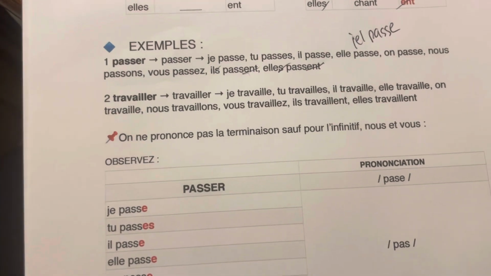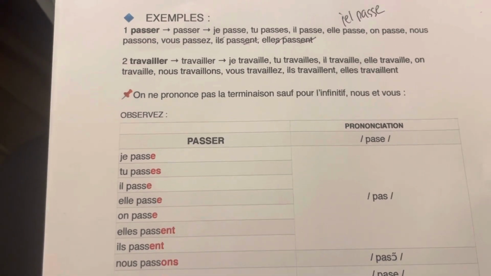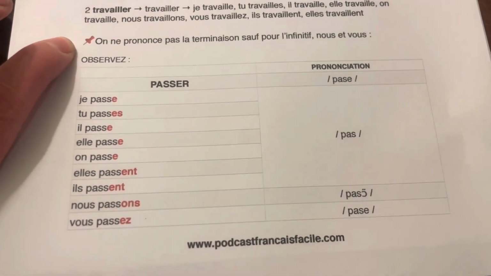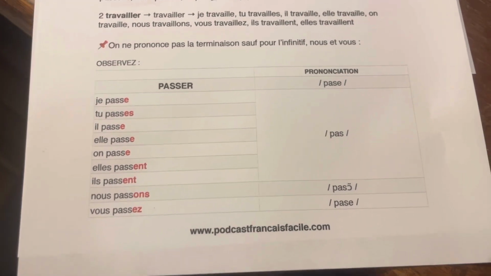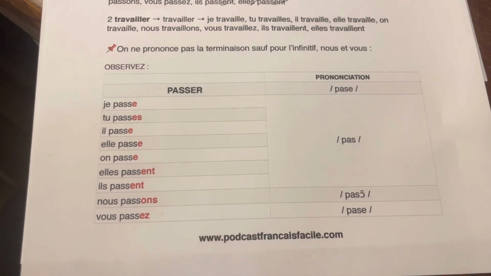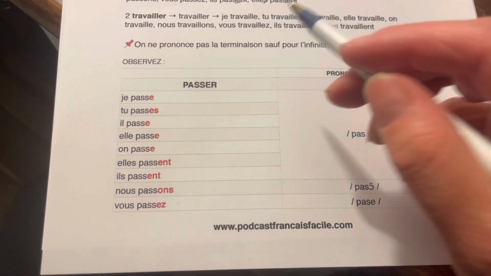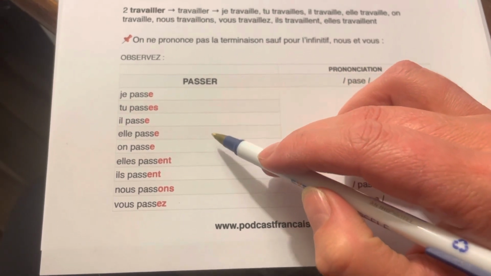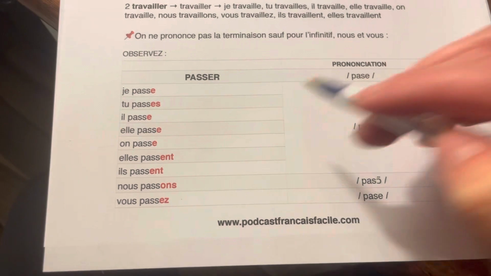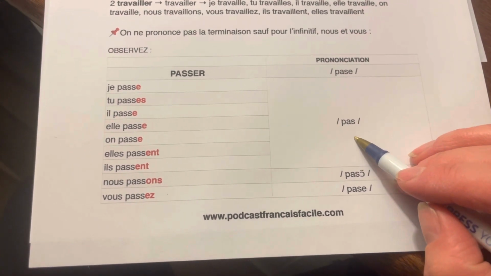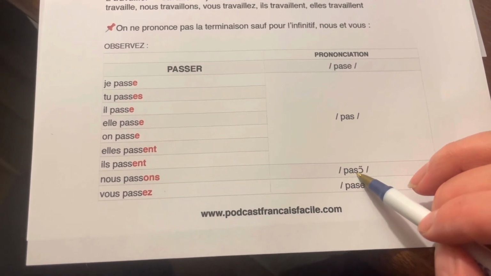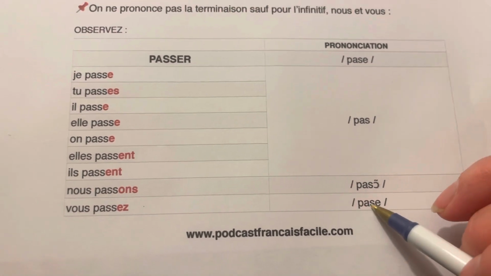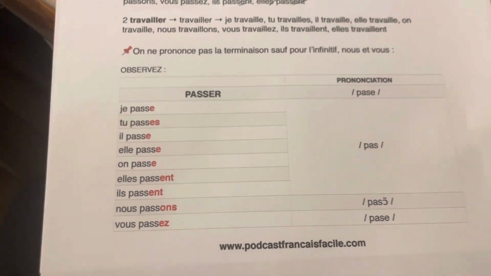You see the same thing for travailler. So, on ne prononce pas la terminaison sauf pour l'infinitif, nous et vous. That's showing you here that the only endings that you are going to pronounce are the nous and vous. So, this sounds like passer, but je passe, tu passes, il passe, elle passe, nous, on passe, elle passe, il passe. All those sound like this, passe. And then nous passons, passons. That's how phonetically you represent that. And vous passez. So those are the only ones you're going to hear.